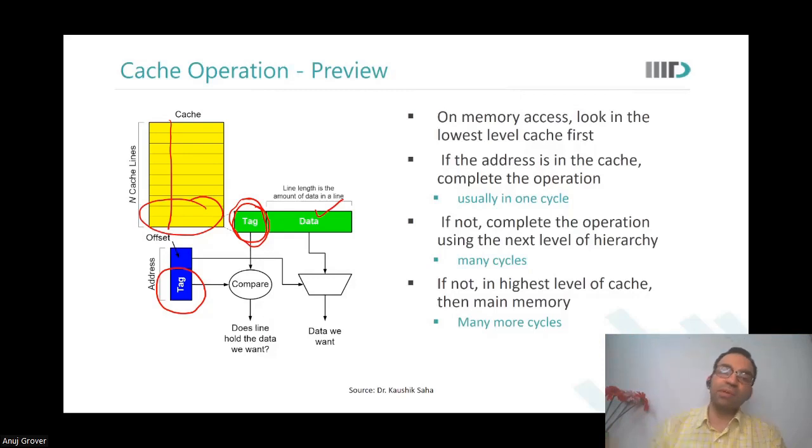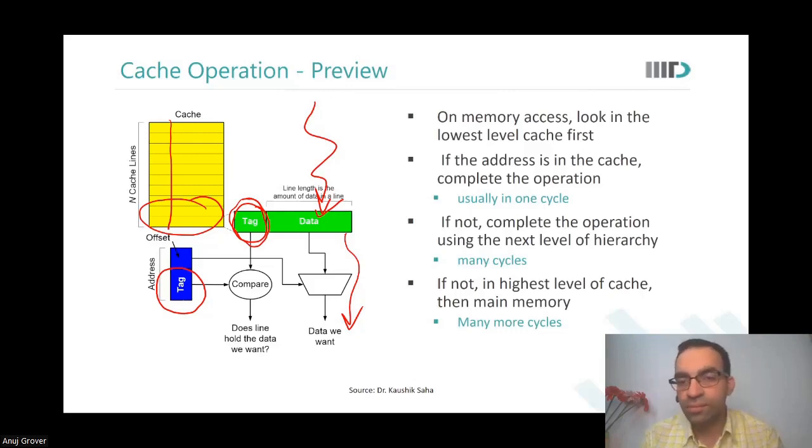If it was relevant, I transmit this data to the processor. If it was not relevant, then I would not transmit this data. I would instead give out an instruction so that the data is pulled from the main memory and stored here.